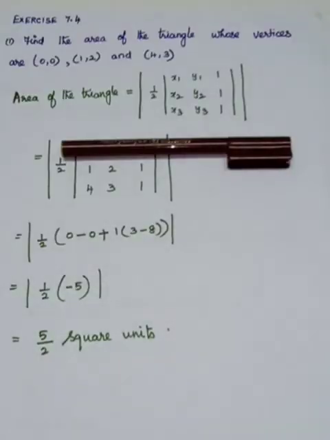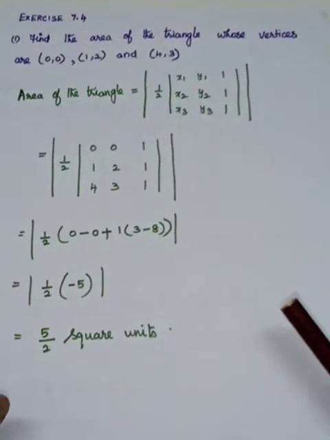So it is written within the modulus. So therefore modulus, the number, if it comes as minus, you have to write as plus. So that is 5 by 2 square units.